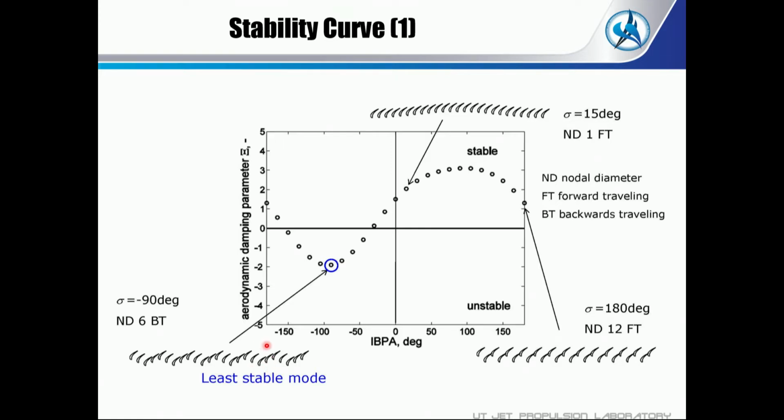Each point corresponds to an IBPA or nodal diameter. For instance, this case is an unstable case, and this is nodal diameter 6, the least stable mode here, where sigma, the IBPA, is minus 90 degrees. And here it's a stable case. This is an IBPA of 15 degrees and nodal diameter 1.